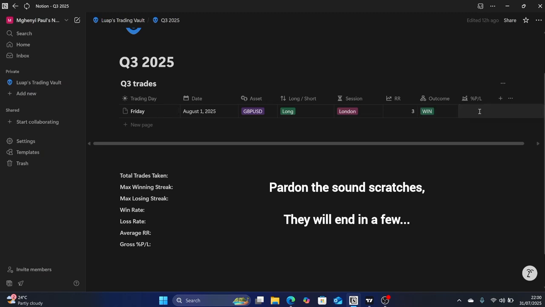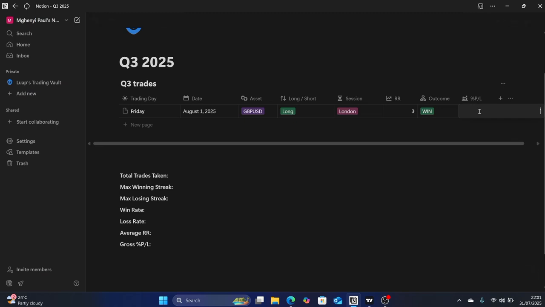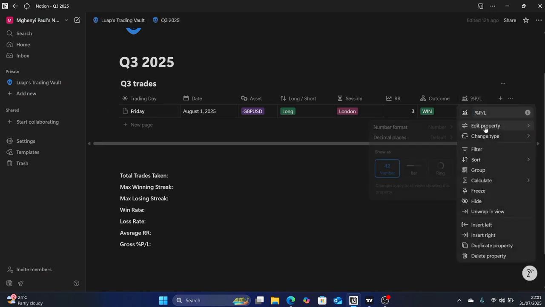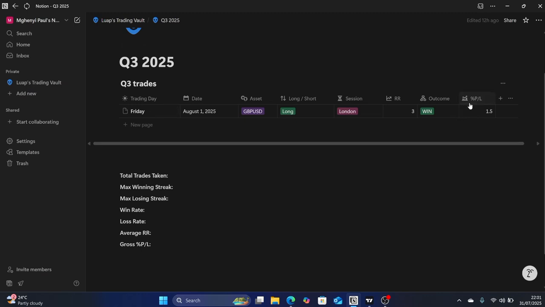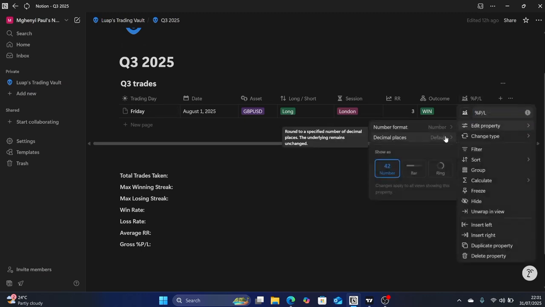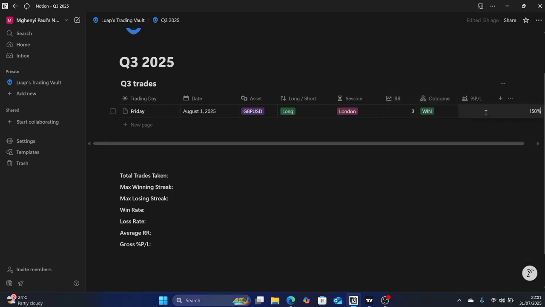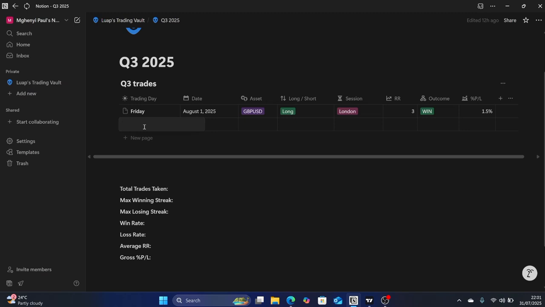Then the P&L, of course, since I'm using 0.5% risk per trade, I'll be expecting something near 1.5%. So let me change this. It needs to be percent. It should be number, right here. Edit property, default decimal places. This one needs to be percent. So that now it can be 1.5%. Yeah, that's correct. Right, so then let's say the next day, of course, the same happens.